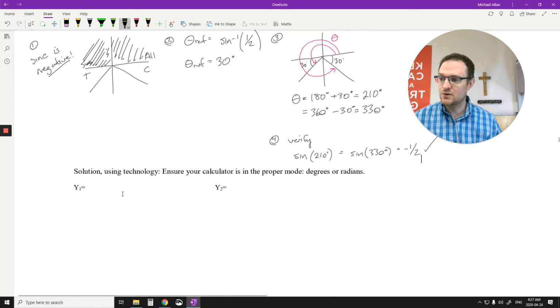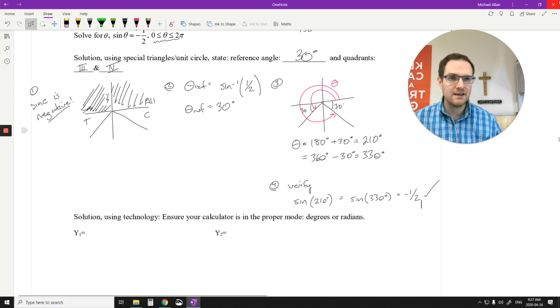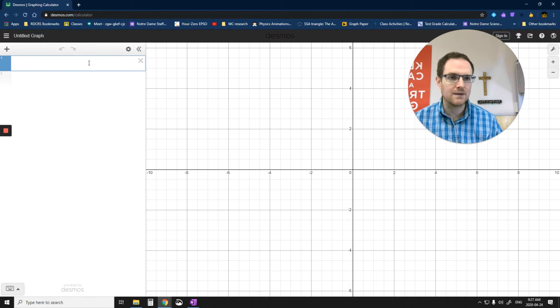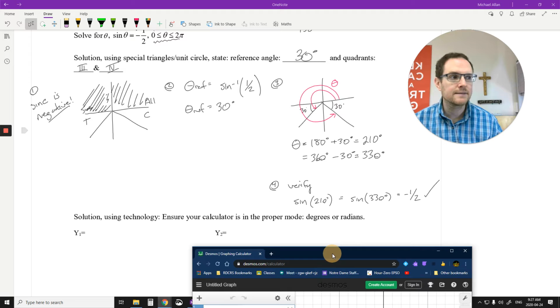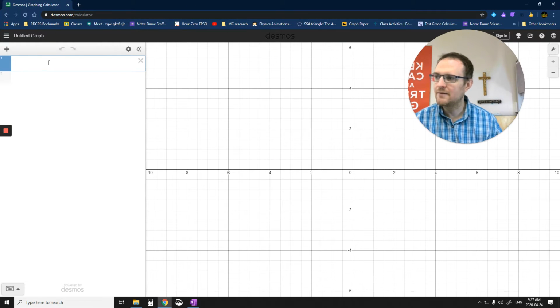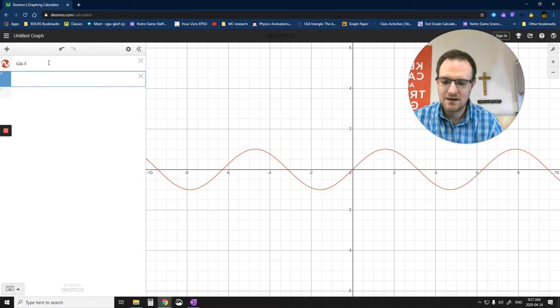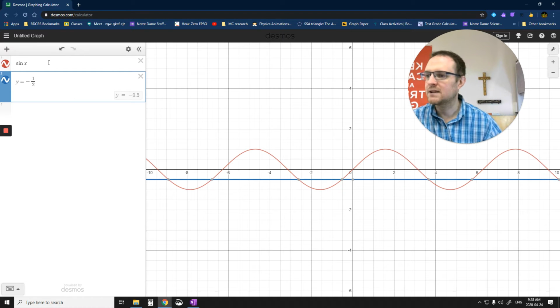Also, another verification tool is just use technology, right? So you could graph this. So I'm going to pull up my graphing calculator here. This is my graphing calculator. I'm going to graph, what am I graphing here? Sine theta and negative a half. Okay, so I can't use theta, so I'm just going to graph sine x, and then I'm going to graph negative a half.